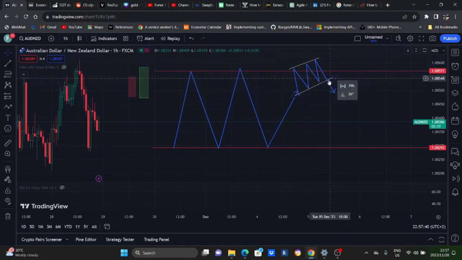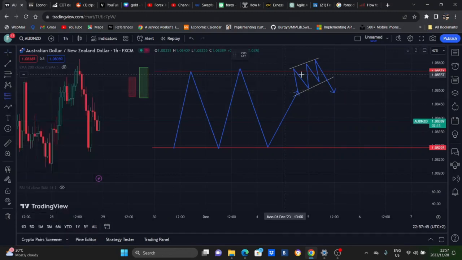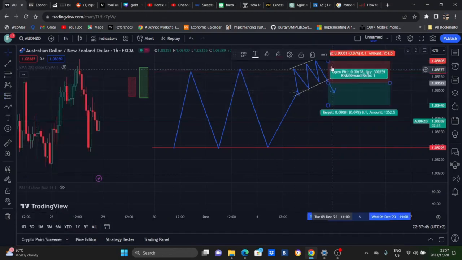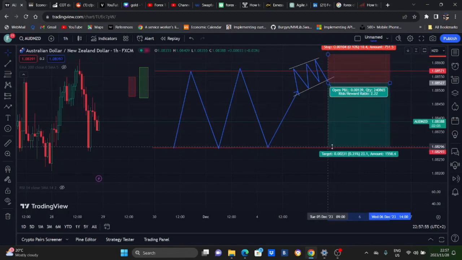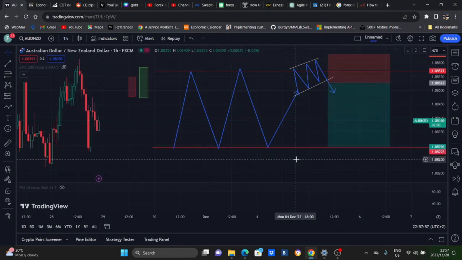Once the price breaks here, smart traders enter the short. They put a stop loss behind the pattern. Take profit right at the bottom. So this is a smarter way of trading. This is a more technical way of trading. And it happens a lot.